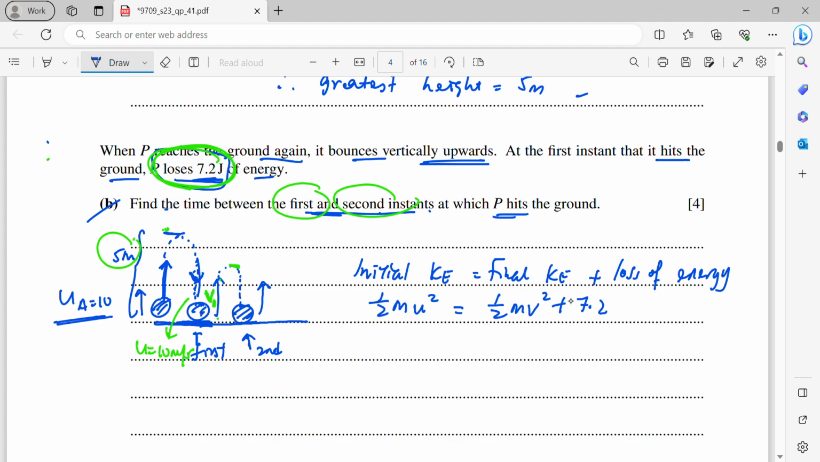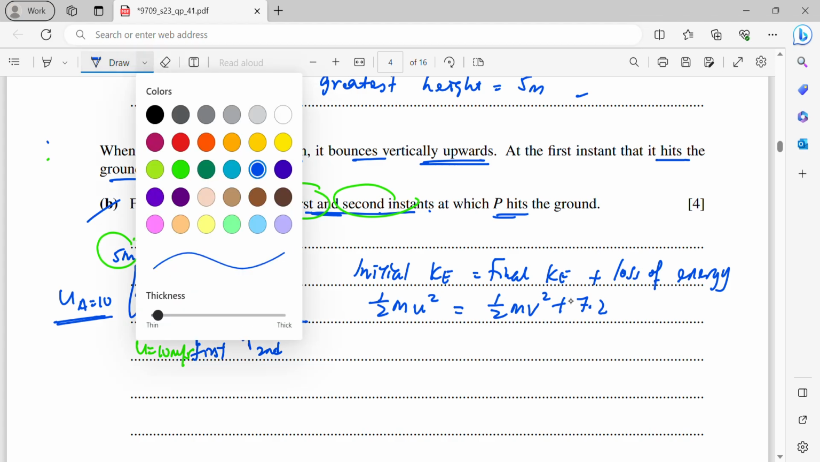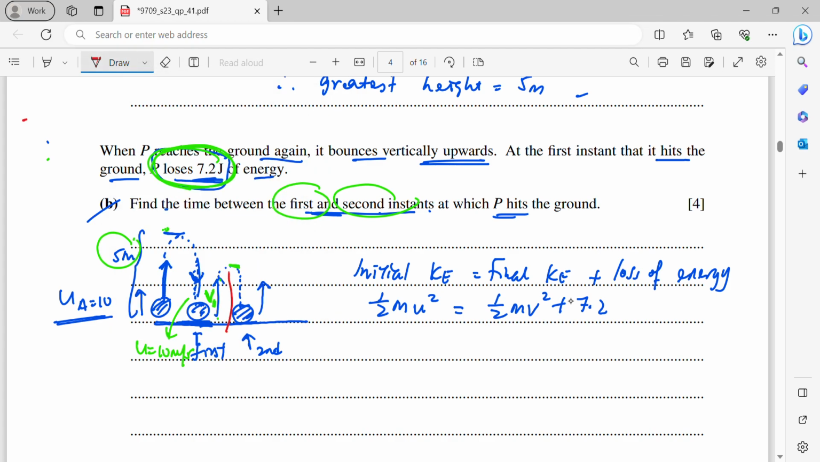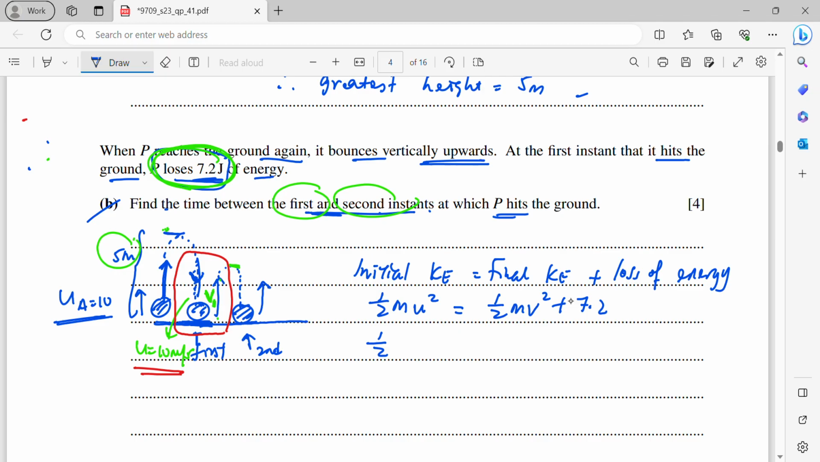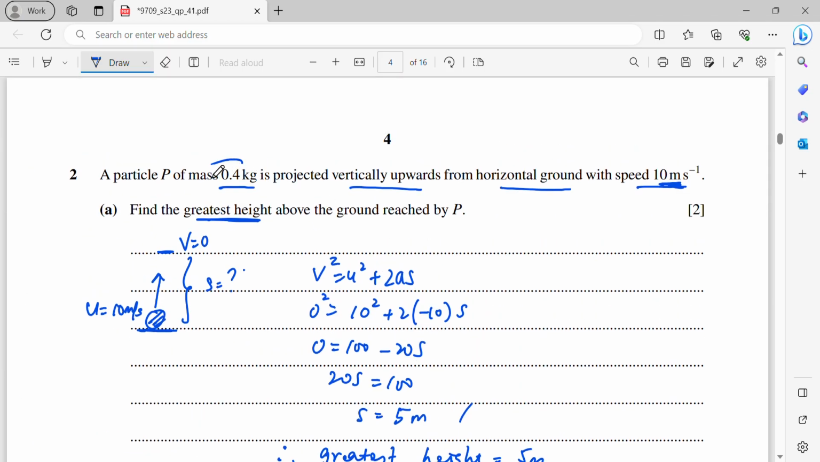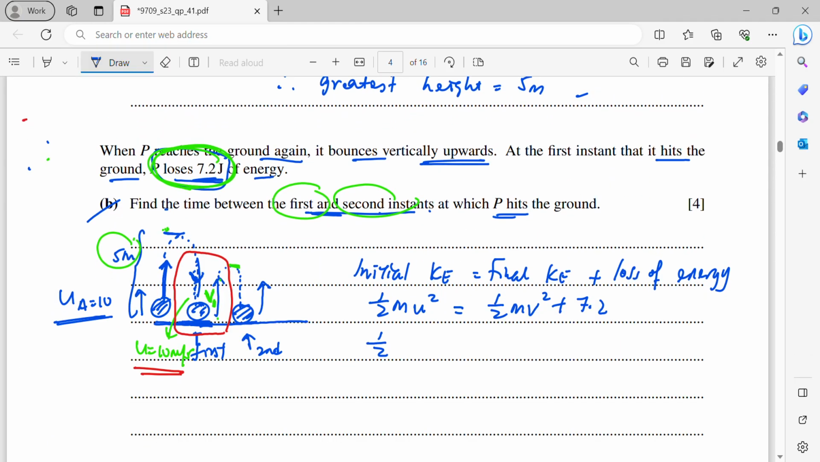Okay, so what is my half mu squared? For this half mu squared, you need to consider this part when it first hits the ground. So it means that our u is going to be 10. So here I will write half. The m is just now, what is the m? M is 0.4.